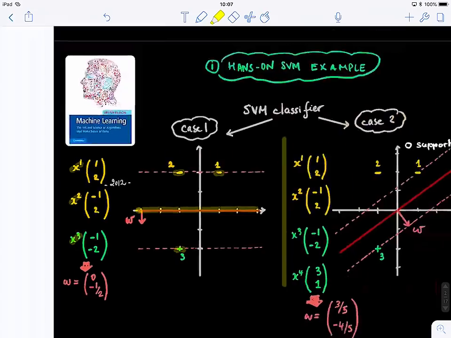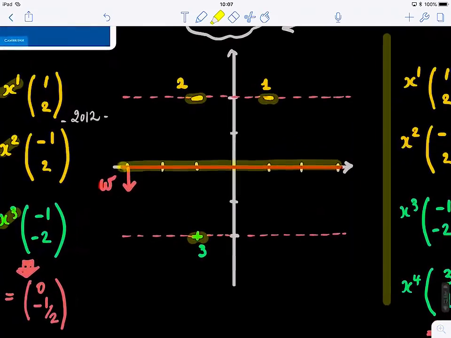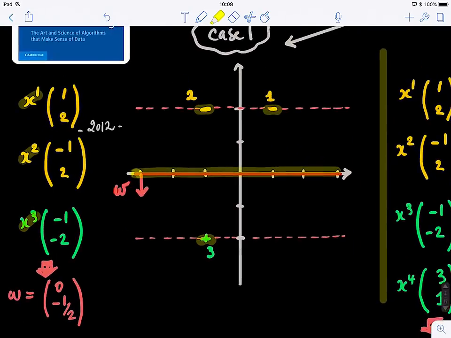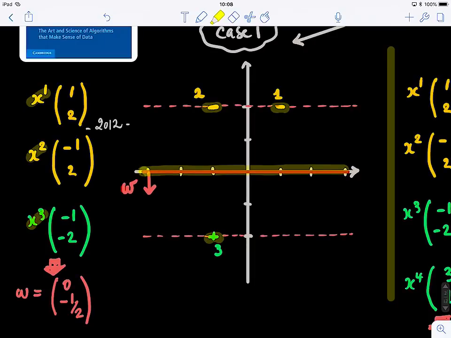And look, this is the first case. We have only three point samples. This is the direction, the vector that we found. This is the W. Actually, this is the W star, the optimal parameter, and it's perpendicular to the hyperplane. We can compute the margin directly just by looking at this case.